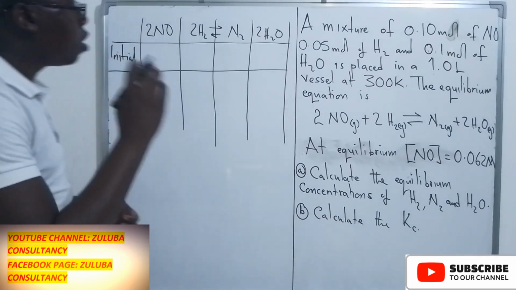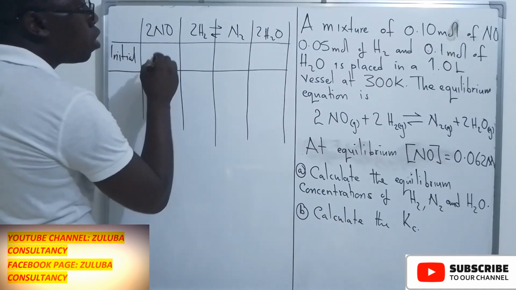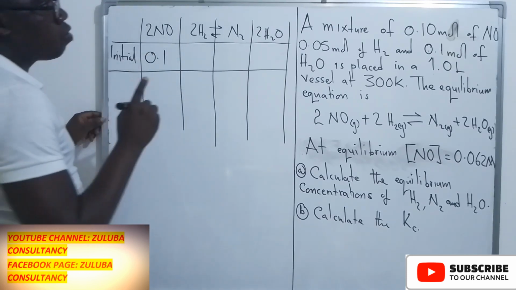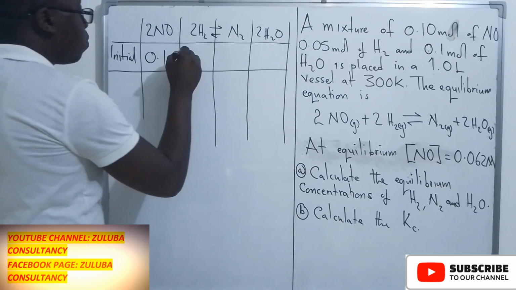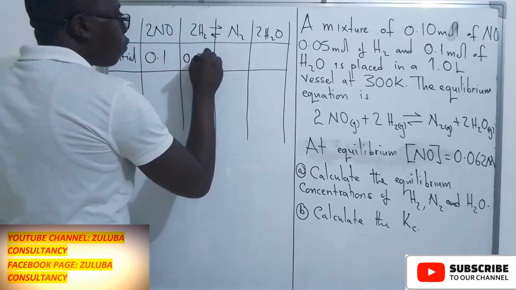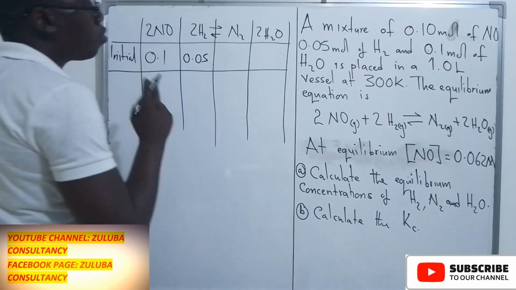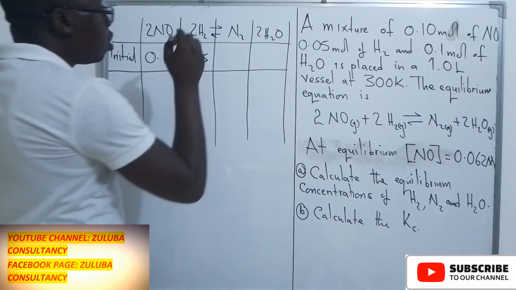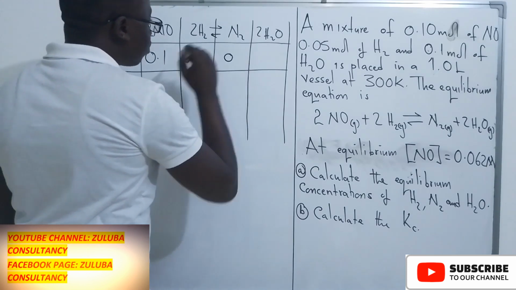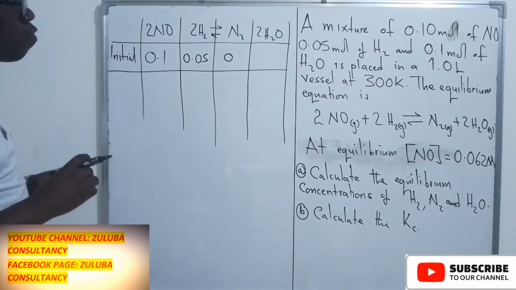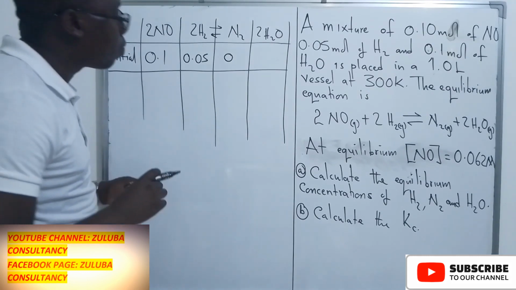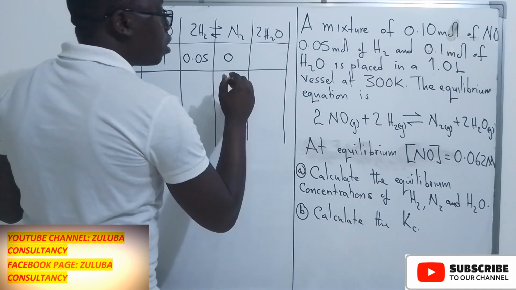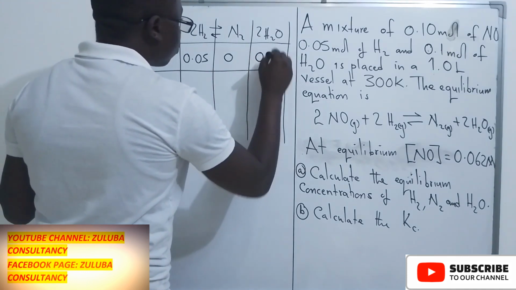In this case, the concentration for NO is 0.1. Then the concentration of hydrogen will be 0.05. The concentration of N2 has not been given. So this simply means when the reaction was starting, the concentration of N2 was 0. The concentration of H2O, we have been given, it is 0.1.